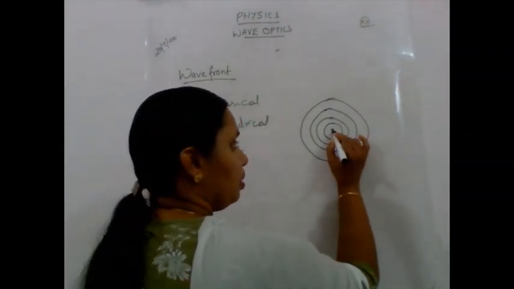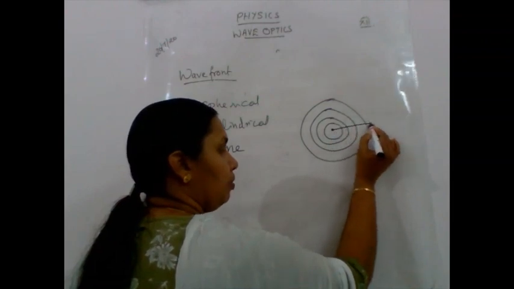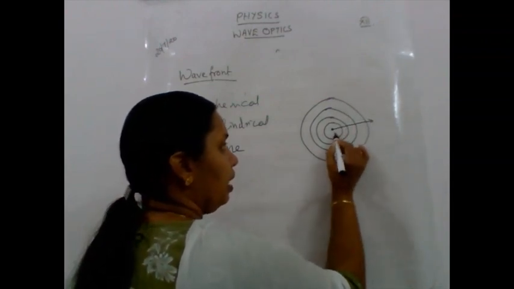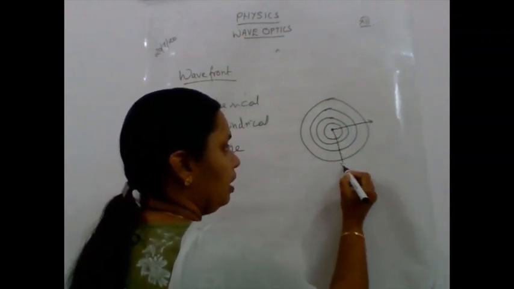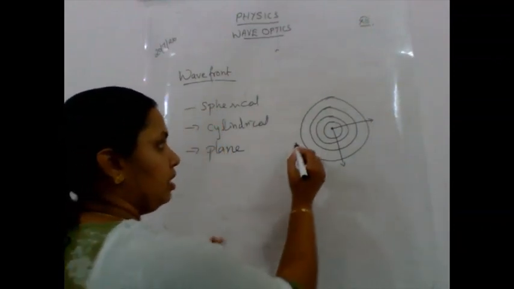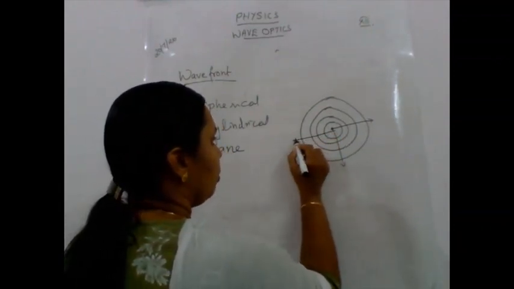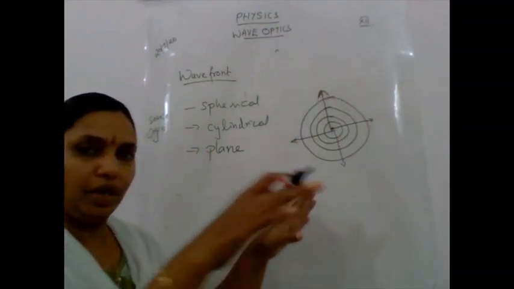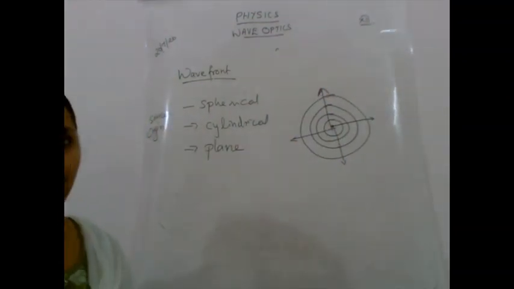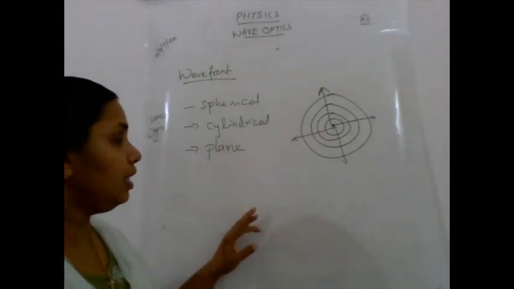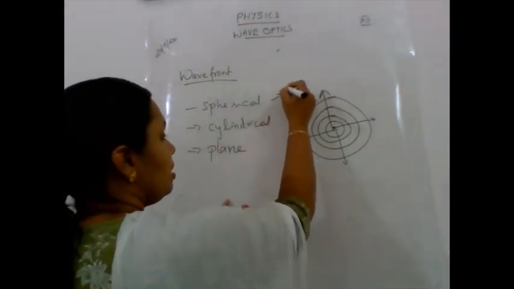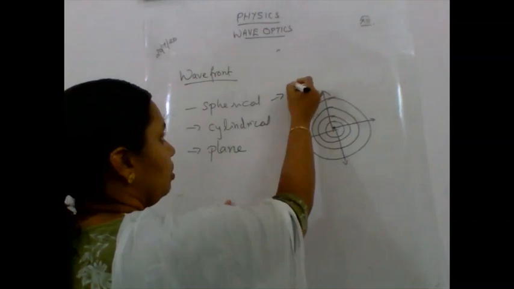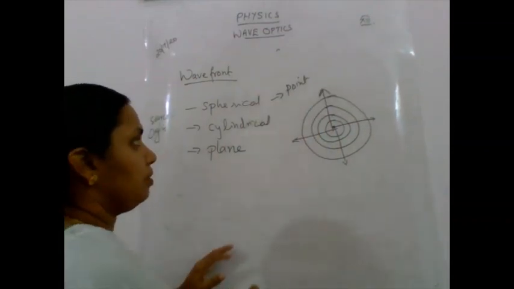And what is the direction of propagation here? The wave from the origin propagates outward, isn't it? So the normal, the perpendicular drawn, that is the ray, isn't it? That gives the direction of the wavefront. It will spread out in all directions equally. Spherical wavefront means the source is a point source.